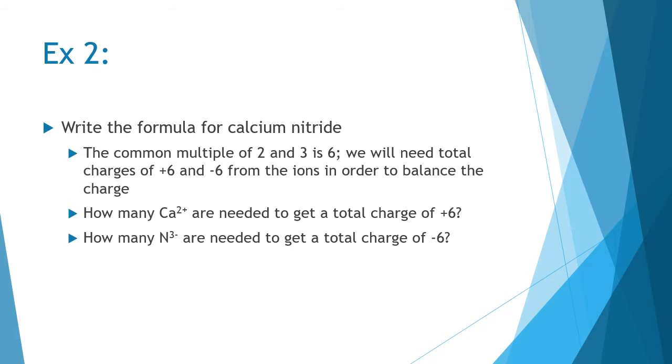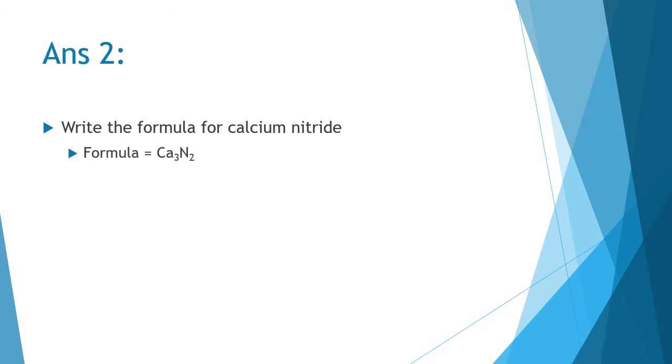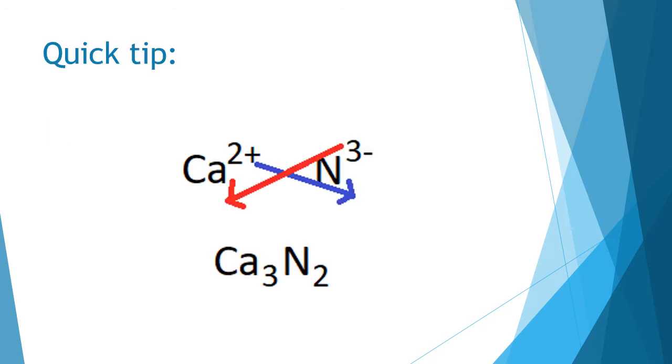Next, how many nitride ions are we going to need in order to form a charge of -6? Since each nitride bears a charge of -3, I will need 2 of them in order to get to -6. So the second half of the formula will be N2. We string our two pieces together and get that the formula of calcium nitride is Ca3N2. This is how we write formulas for compounds.